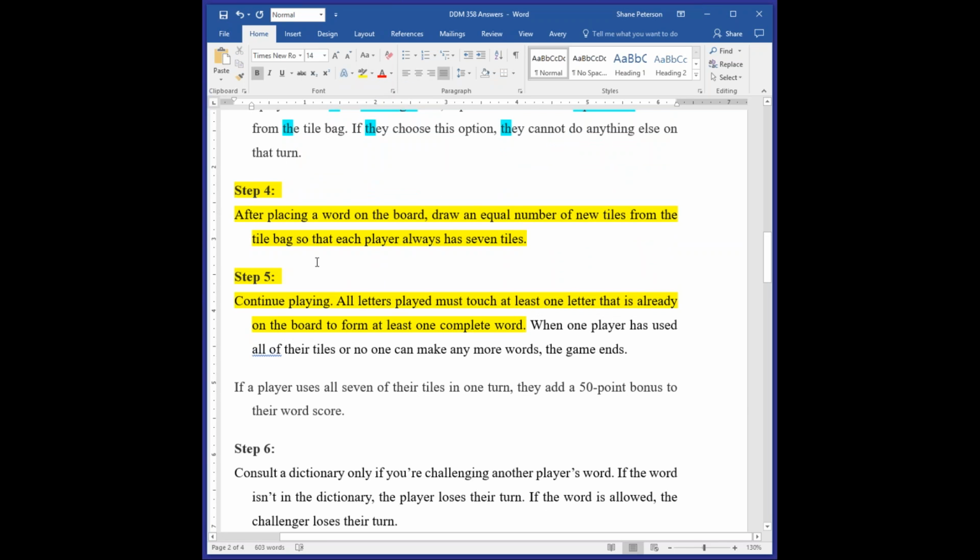Step 4. After placing a word on the board, draw an equal number of new tiles from the tile bag so that each player always has 7 tiles. Step 5. Continue playing. All letters played must touch at least one letter that is already on the board to form at least one complete word.